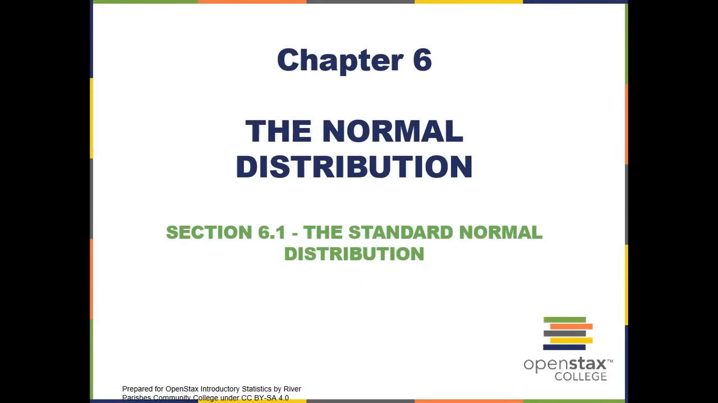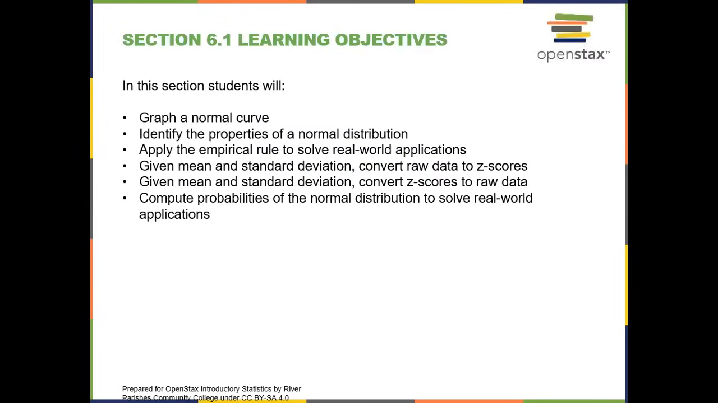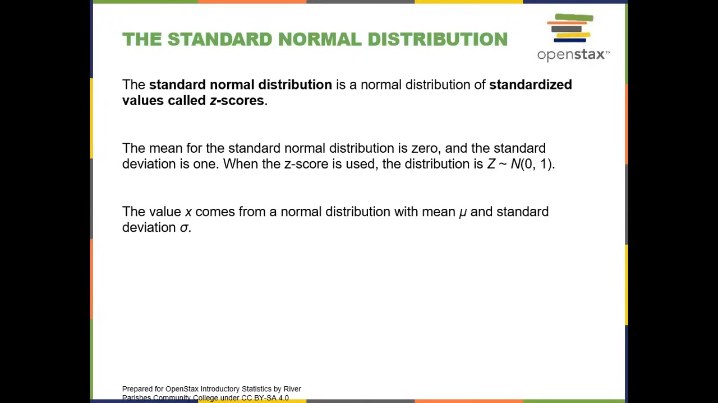The standard normal distribution. The standard normal distribution is a normal distribution of standardized values called z-scores. The mean for the standard normal distribution is 0 and the standard deviation is 1. When the z-score is used, the z, a standard normal variable, follows a normal distribution with a mean of 0 and standard deviation of 1. It is written Z is normal with mean 0 and standard deviation 1.